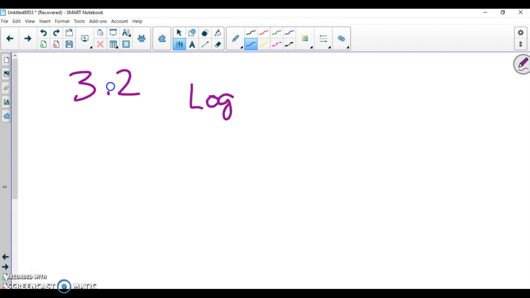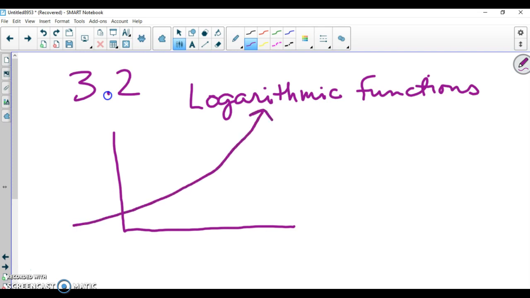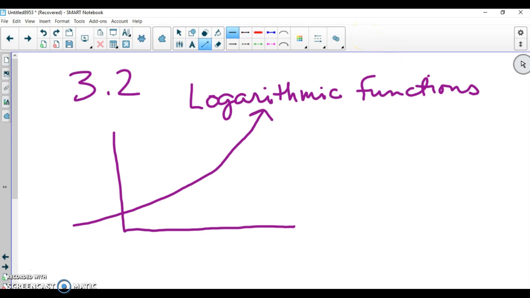If you took a look at your Canvas page, you'll see that we are talking about the definition of an inverse of a function. And in chapters 1 or 2, we talked about a function being one-to-one, and in the case where it was one-to-one, we knew that it could also have an inverse.